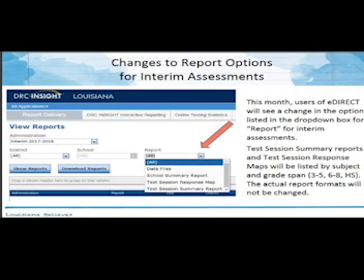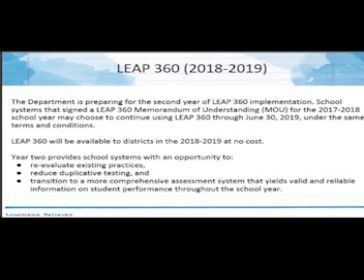For LEAP 360, just one thing to note, we changed the filter for the drop-down to basically show more organized categories of reports. We had a need for this, and so this is something that I wanted to show you because this change will happen this week. So basically the drop-down box for reports will have the test session summaries and the test session response maps that are listed by subject and grade band.